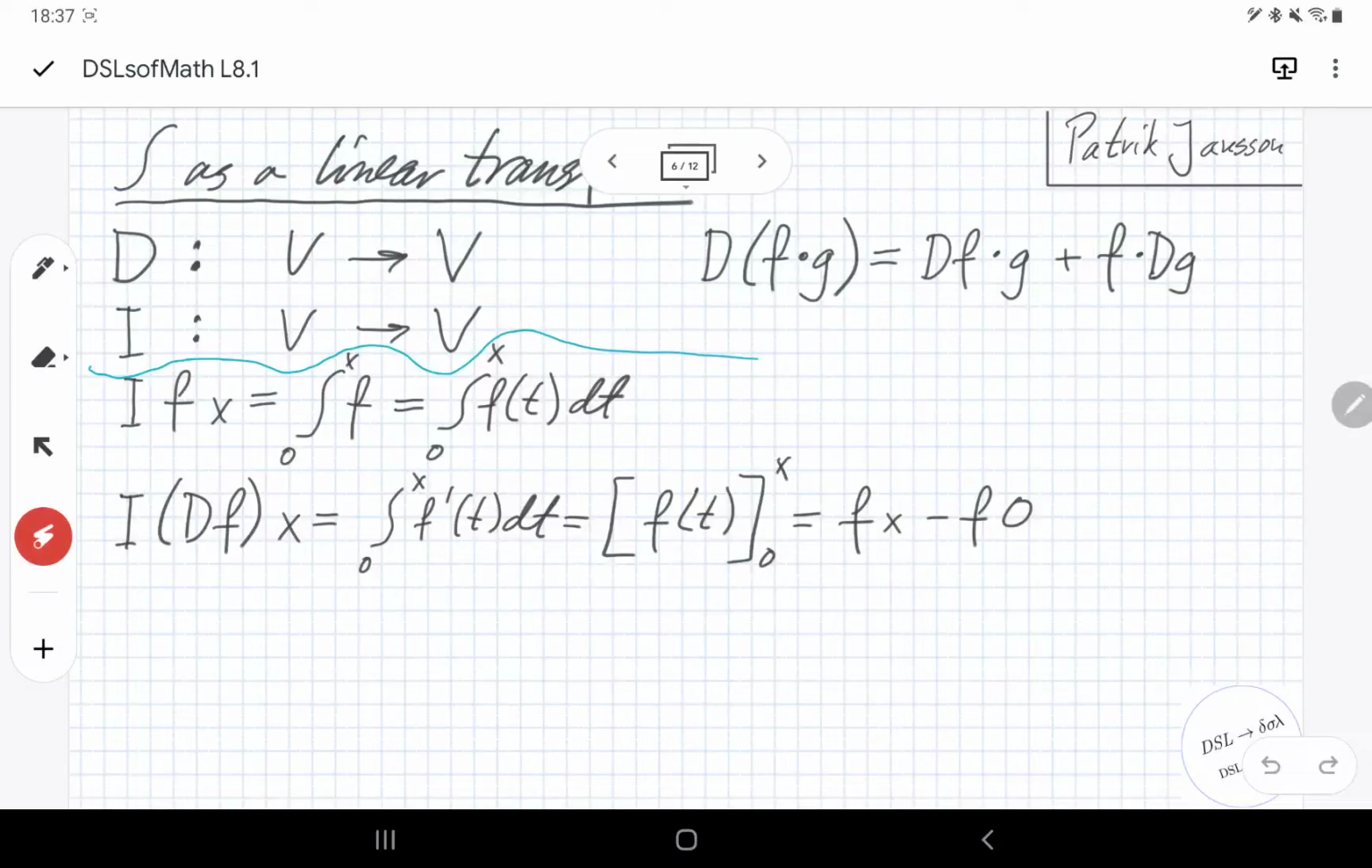So this is the value of I of d of f. So it basically returns f of x. The only difference is this f of 0. And that's always the case. You remember, when I throw away the information in d of f, I will not anymore know what happened at 0. I will only know what changes happened after 0.